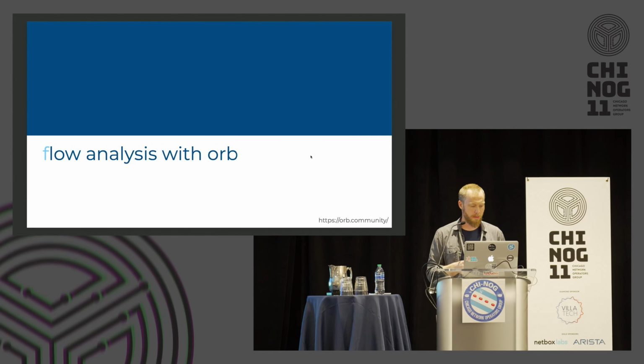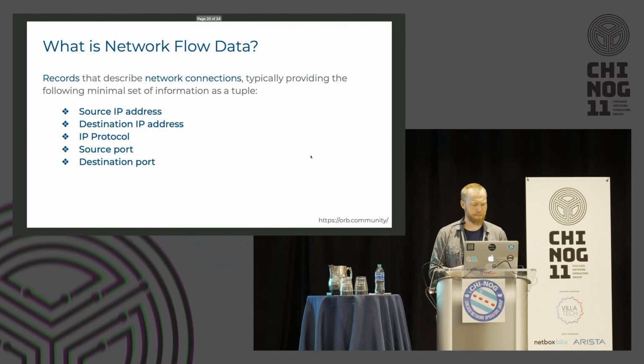So to dig into flow analysis in particular with Orb, this will be maybe pretty remedial for most of you, but what is flow data, right? These are records that represent connections that are happening on devices. And it's some pretty straightforward information: IP address information, protocol, source and destination ports. But this raw data represents actions that are happening on your device that you're interested in understanding, right? And so this is the raw data set that we want to analyze in some way. We want to extract insightful information from it.